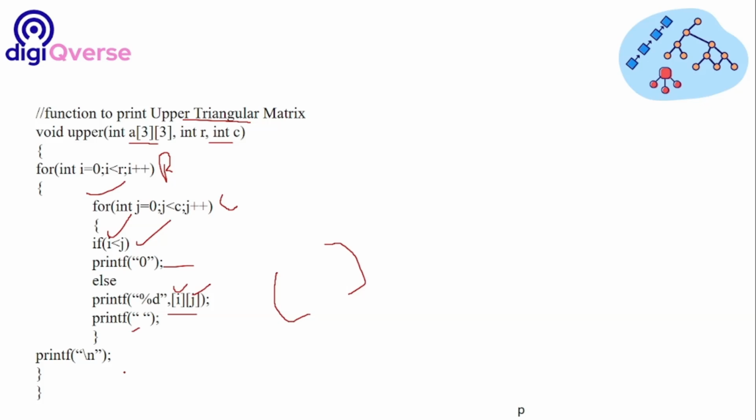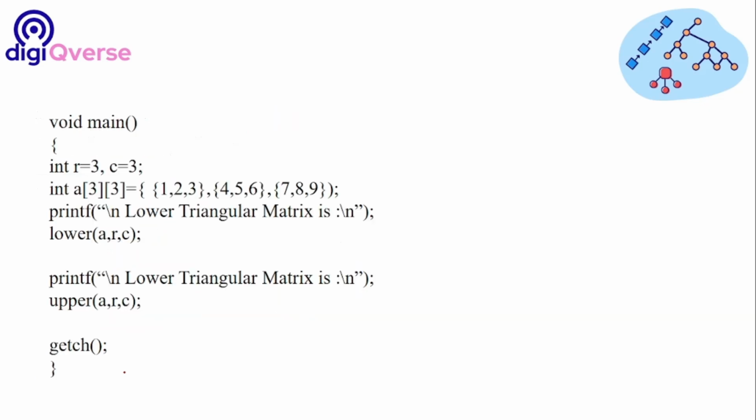Okay, and inside the main function, I will initialize the value 3 and 3 for the variables R and C, and after that define the array A having 3 rows and 3 columns, initialize the elements in the array, and find out the lower triangular matrix and this is the upper triangular matrix. Okay, this is upper, not lower.